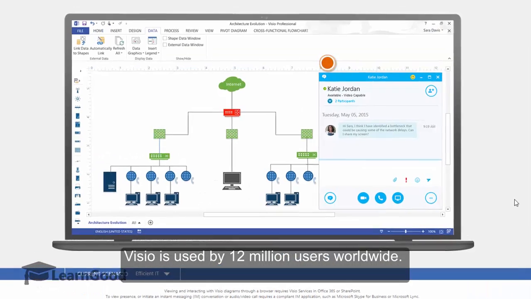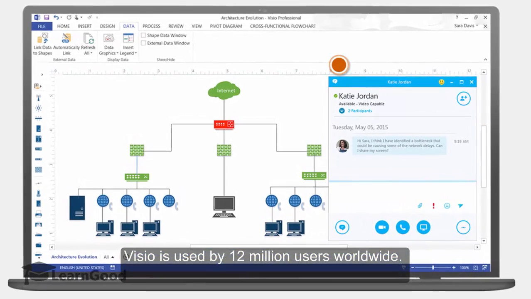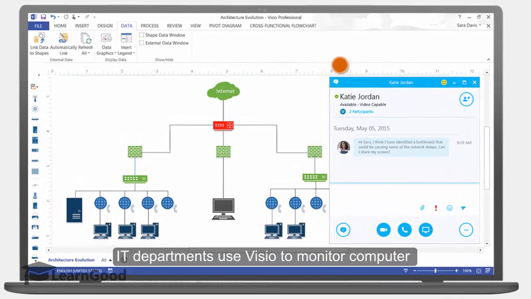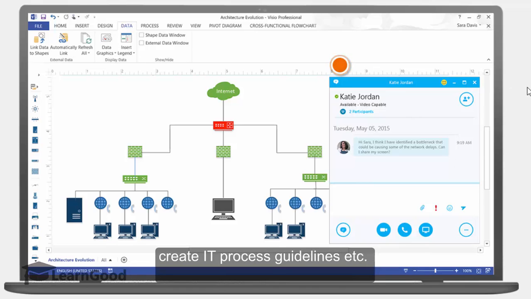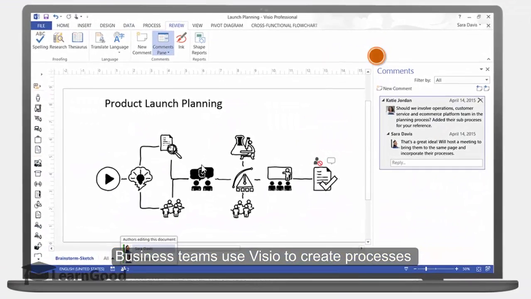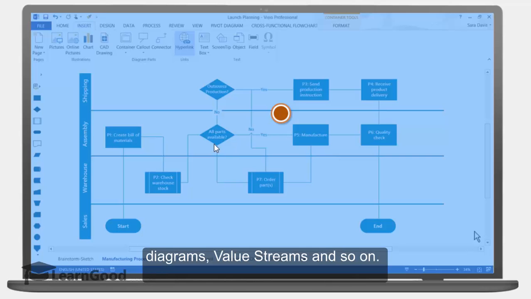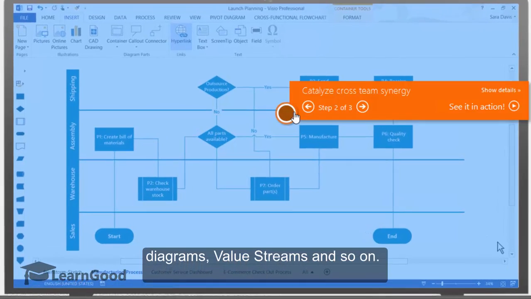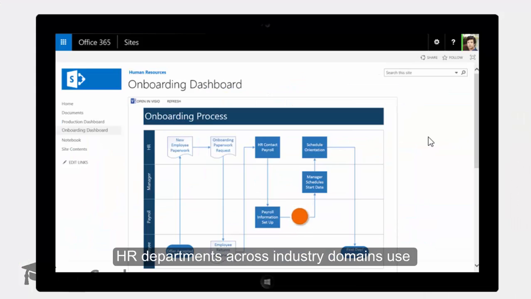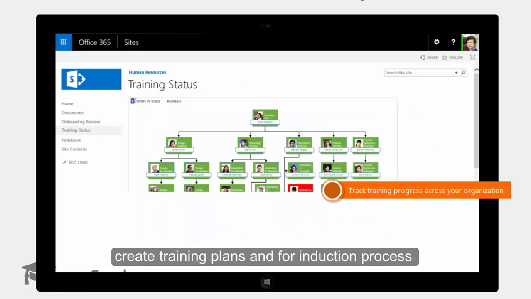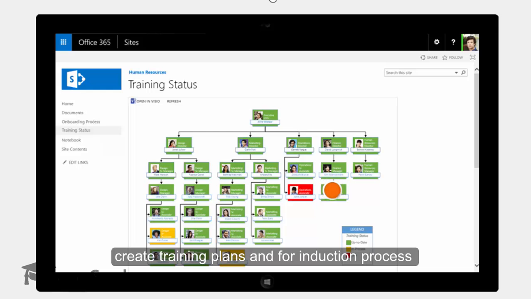Visio is used by 12 million users worldwide. IT departments use Visio to monitor computer networks, create network architecture diagrams, create IT process guidelines, etc. Business teams use Visio to create processes such as product launches, Six Sigma and TQM diagrams, value streams, and so on. HR departments across industry domains use Visio to streamline organizational structure, create training plans, and for induction process documents.